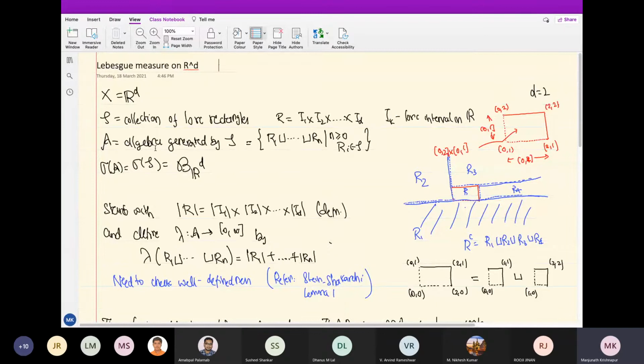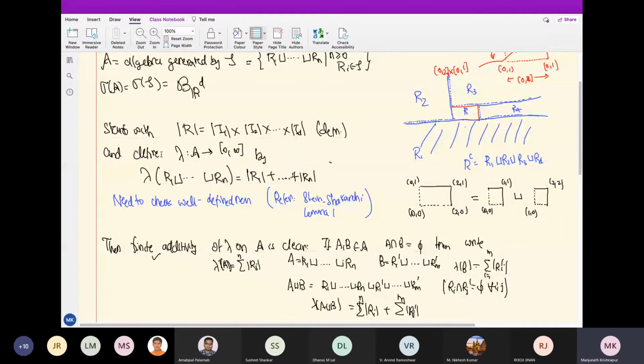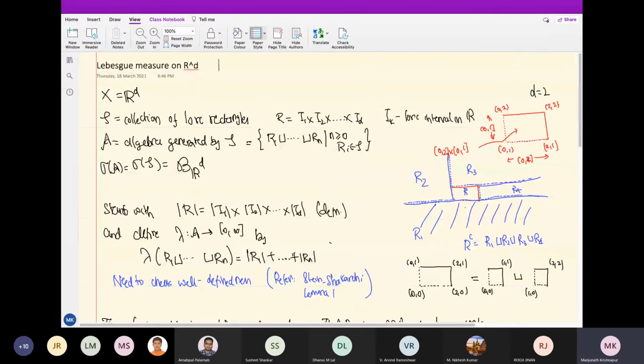The algebra generated by that is the collection of all finite unions of left-open, right-closed rectangles. That is because the complement of any of these can be written as a finite union of such things. The sigma algebra generated by this collection is the same as the Borel sigma algebra. There is no doubt about that.